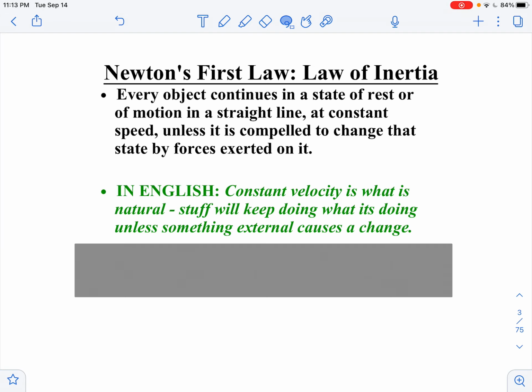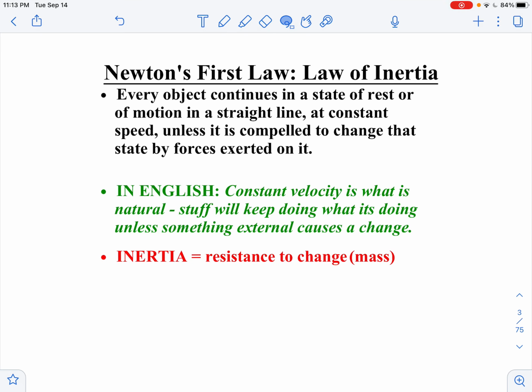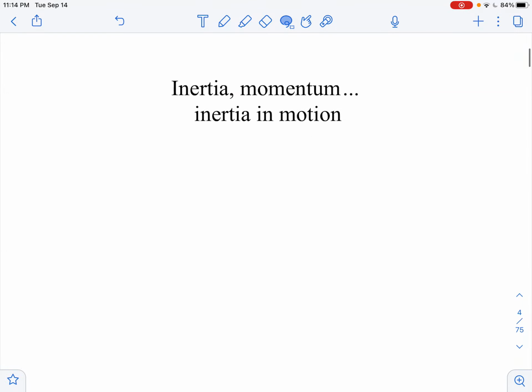And if you're going to upset that constant velocity, then something external is going to come in and cause that to change. This law is called the law of inertia. You might remember from last year, inertia: resistance to change, aka mass. Is inertia mass? Well, yes and no, and yes. The more mass we have, the more inertia, the more resistance to forces.